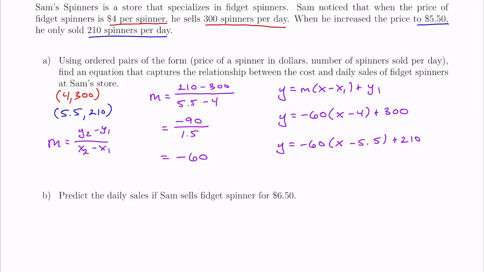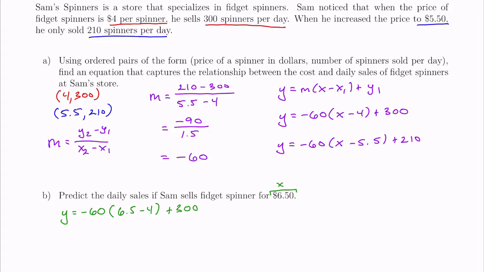In Part B, we are now asked to predict the daily sales if Sam sells a fidget spinner for $6.50. We need to recognize that that $6.50 is an x value. So when we take one of those two equations from our previous answer, we can put 6.5 in for x and find out what the y value is. In this case, I'll go with the first equation, y equals negative 60 times the quantity x minus 4 plus 300, and that will become y equals negative 60 times the quantity 6.5 minus 4 plus 300.